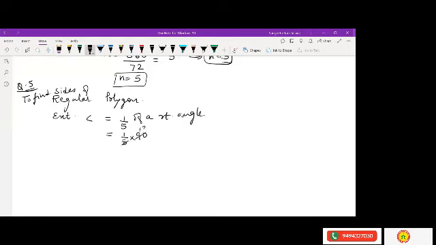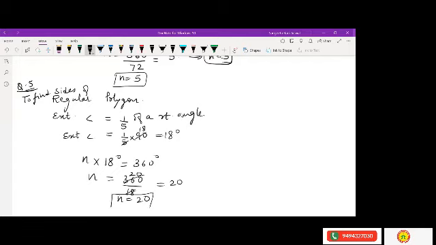So that means this is 18. So that means 18 degrees is the exterior angle, right? With the exterior angle property, the sum of all the exterior angles of any polygon is 360 degrees. One exterior angle is given to us, so n times the exterior angle will be equal to 360 degrees. So n will be 360 by 18. So that means n will be 20. Are you getting the same? Yes, ma'am. Okay, so that's 20 then.